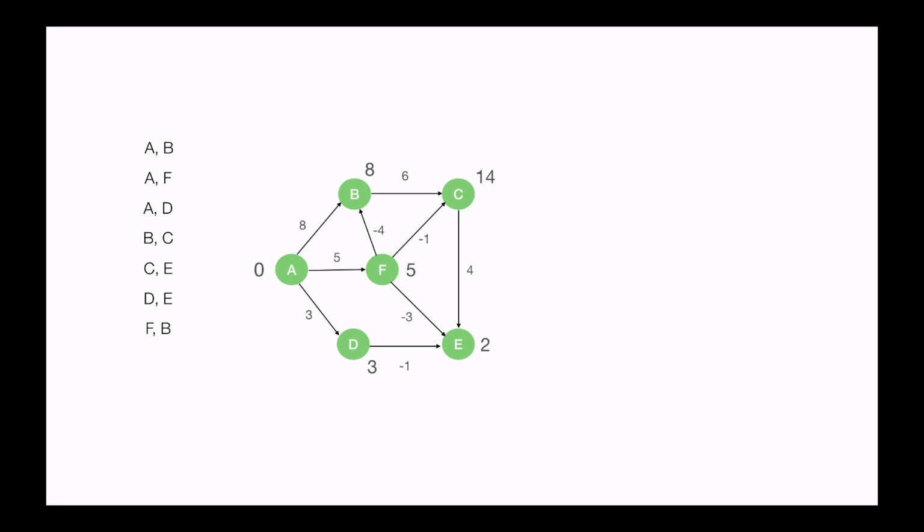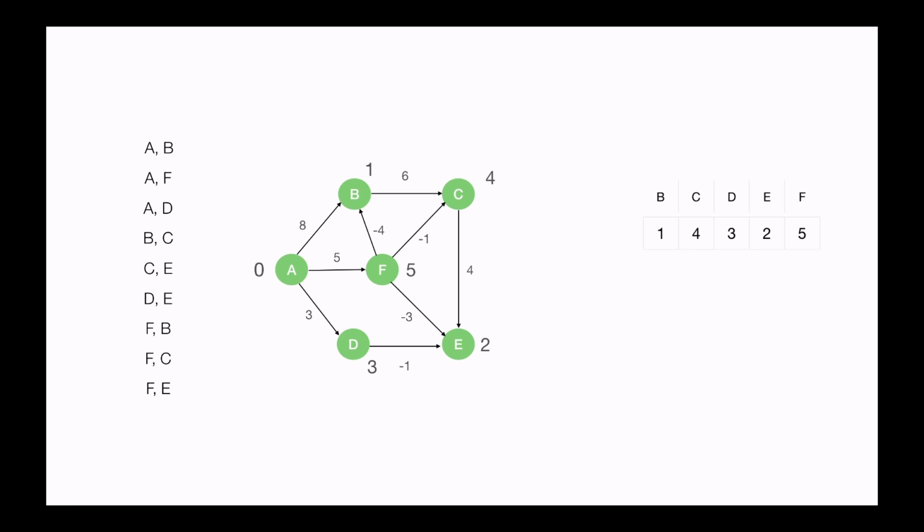Next is FB. At B we have 8, the value of F is 5, and the weight is minus 4. So 5 minus 4 is 1. We replace 8 with 1. Next is FC. At C we have 14 and 5 minus 1 is 4. Again we replace it with 4. Now the next is FE. Here at E we have 2 and 5 minus 3 is also 2, so we keep this 2. So at the end of this iteration we have these values. But this was the first iteration.